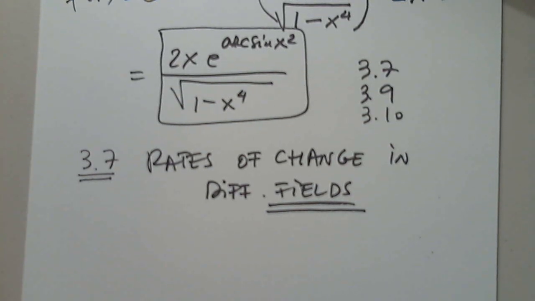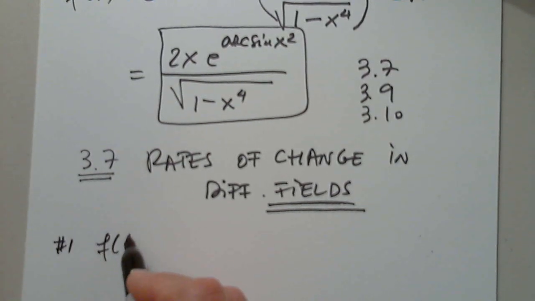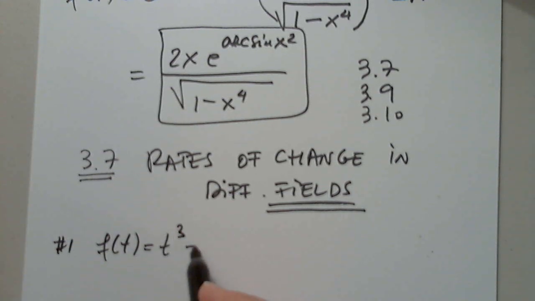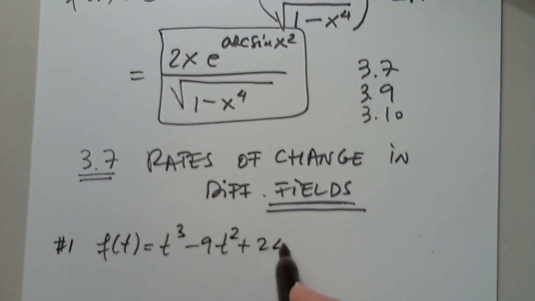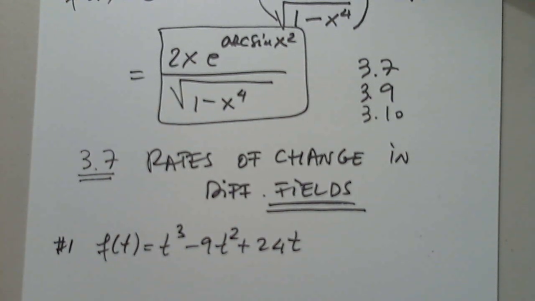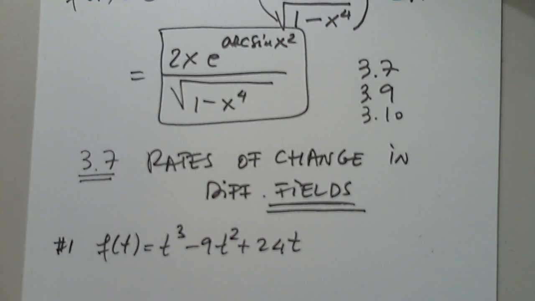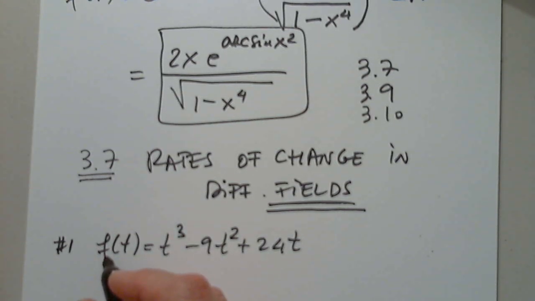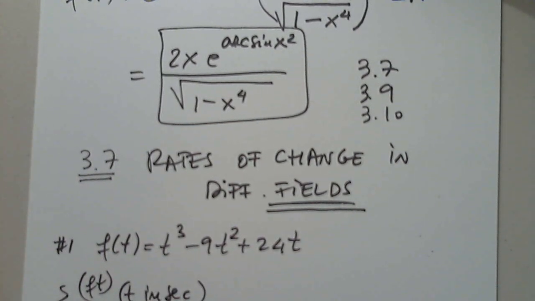So let's look at problem 1. We can choose another in a minute. So f of t equals t cubed minus 9t squared plus 24t. Okay, so let's start from the top. I have to mention here that s is measured in feet, and t in seconds. So I don't forget. I will not, but we should always do that.